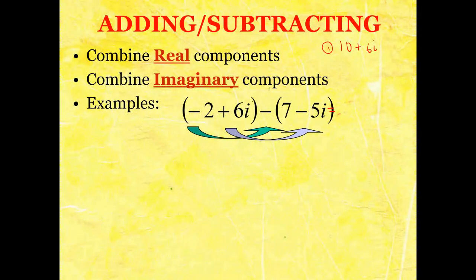What about this one? Negative 2, be careful with this minus, so either distribute it or really just make sure that you're paying attention to it, just like you would do if it was x. But remember, I'm just really subtracting 2 numbers here. Negative 2 minus 7, I end up with negative 9. 6 minus negative 5, that's the same thing as 6 plus 5, so plus 11i.